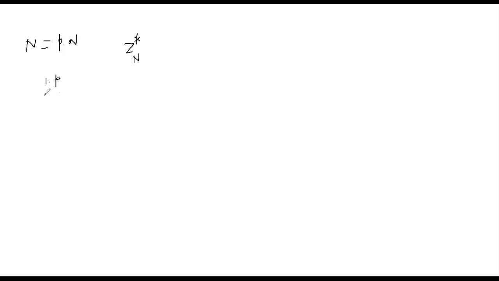2 times p will also not be in the group. 3 times p, 4 times p, and so on, up to q minus 1 times p. q times p will not be in the group because q times p is nothing but n. Remember, Z star n will not have n. So these are all the elements that share some factors with n, right? The factor being shared is p. So these elements cannot be part of the group.